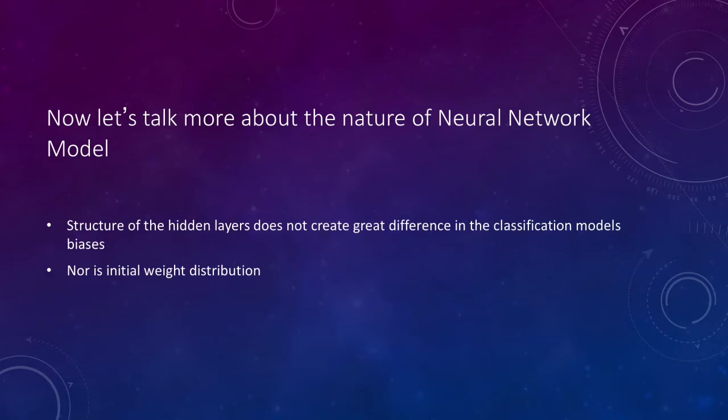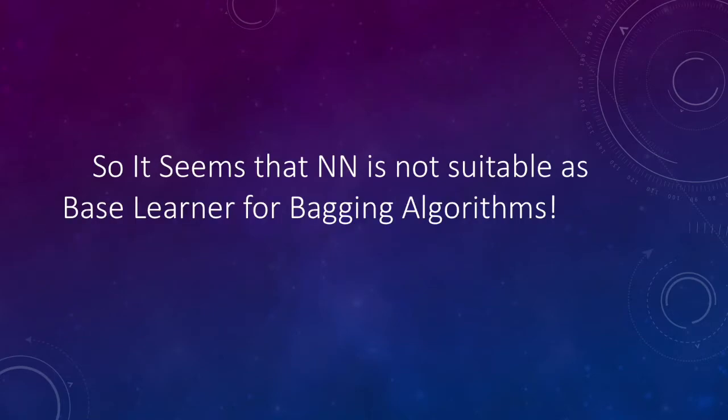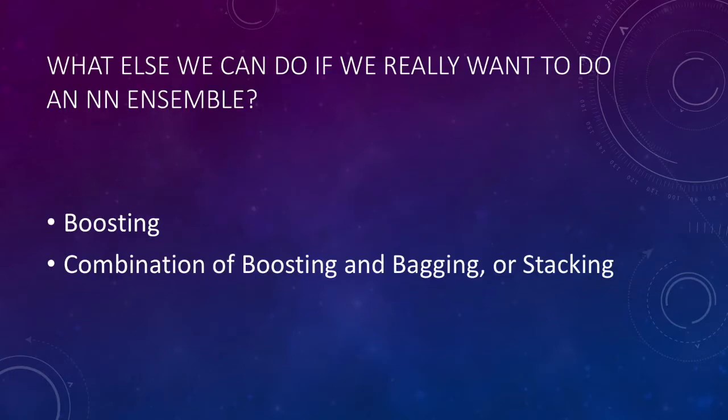One key point for bagging algorithms for ensembles is that the base learners have to be very different. They have to be biased, and that's definitely not the case for neural networks. I failed to realize that when I started this project. So then, what else can we do if we really want to build a neural network ensemble?